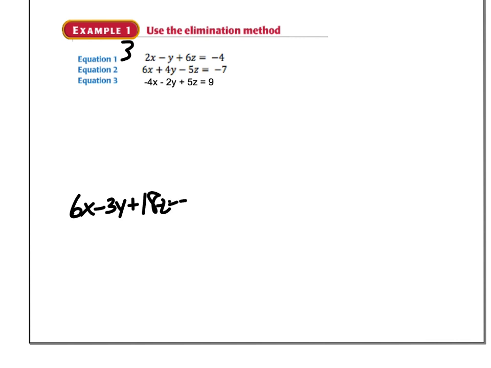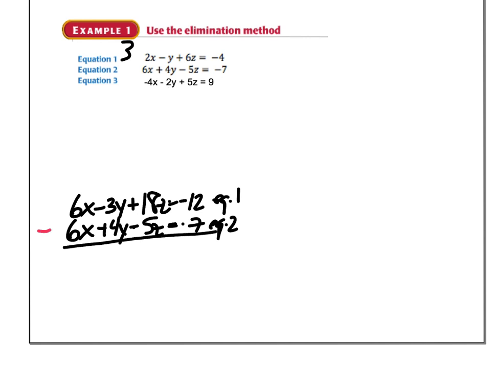So I'm multiplying now equation 1 by 3, and so I will end up with 6x minus 3y plus 18z equals negative 12. That was equation 1 multiplied by 3, if you wanted to write that. The second equation, equation 2, is 6x plus 4y minus 5z, and that equals a negative 7, and that is equation 2.